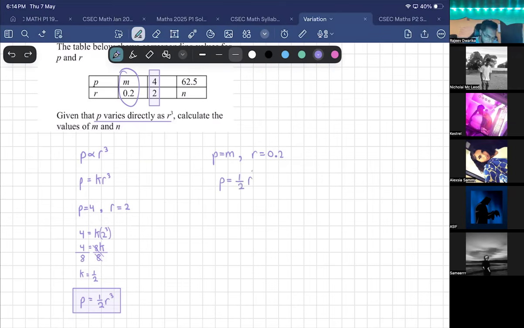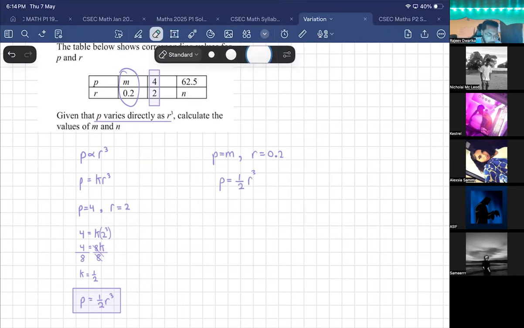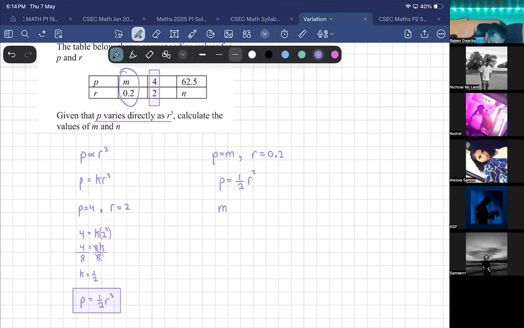What we know is P is M in this round, and R is 0.2. So work out for me, on the calculator in my head. I think that would be 0.004. Yes, you're correct.